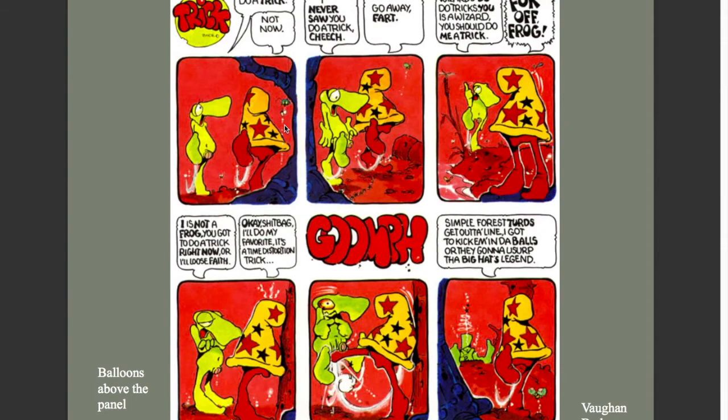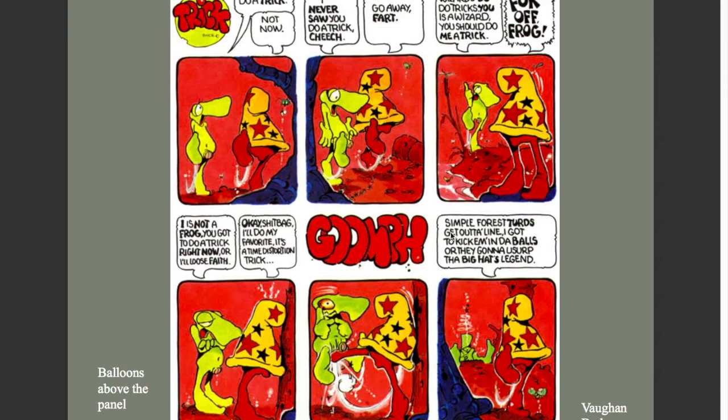Somebody who did something similar about 20 years prior was Vaughn Bodē, or Bodie. Here are his lizard character and his Cheech Wizard character, and they're talking. And again, he's drawing the panel as a rectangle, and the balloons are above it. I don't know exactly why Bodie did this. I assume it's because he really liked the artwork and didn't want to spoil it.